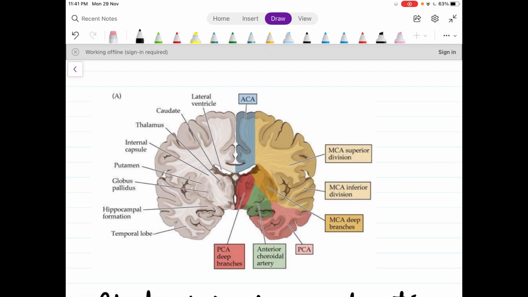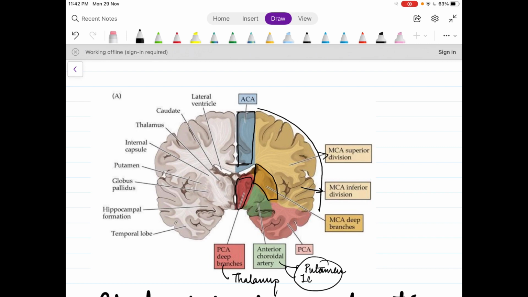When we take a coronal section of the brain, only a small medial strip is supplied by the anterior cerebral artery, and the major superolateral surface and the deep surface is supplied by the MCA, by its superior division and its inferior division. Some of the inner part is supplied by the deep branches of the MCA, which includes the caudate and some of the putamen. The PCA is responsible for supplying the innermost area, which mainly includes the thalamus, and the anterior choroidal artery is responsible for supplying the putamen and some areas of the internal capsule, and is also referred to as the artery of cerebral hemorrhage because rupture is very commonly seen in cases of hemorrhage.